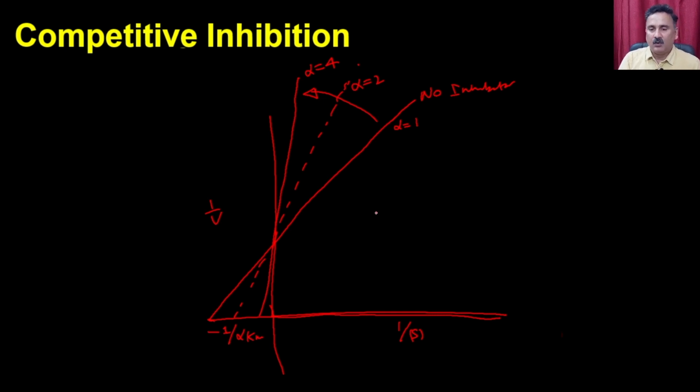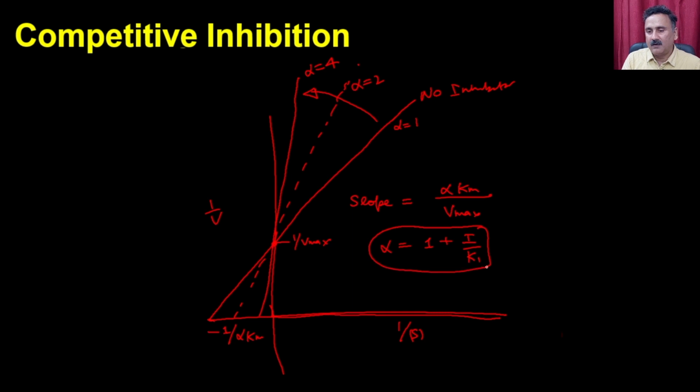So the slope of this curve is actually going to give you the value of alpha Km divided by Vmax. This is the 1 by Vmax. And alpha is going to be 1 plus I by Ki. Remember that. This is actually going to be very, very useful.